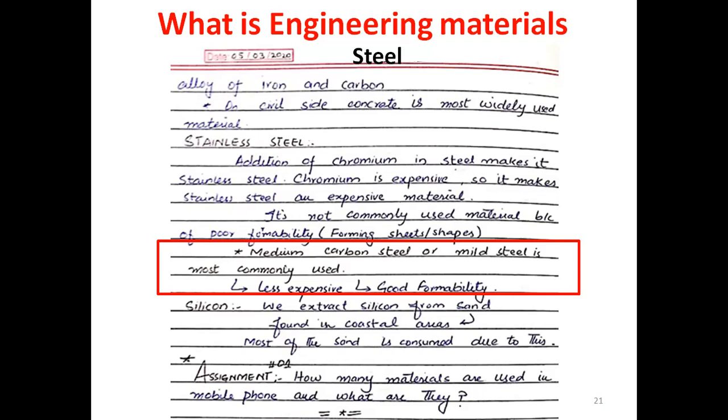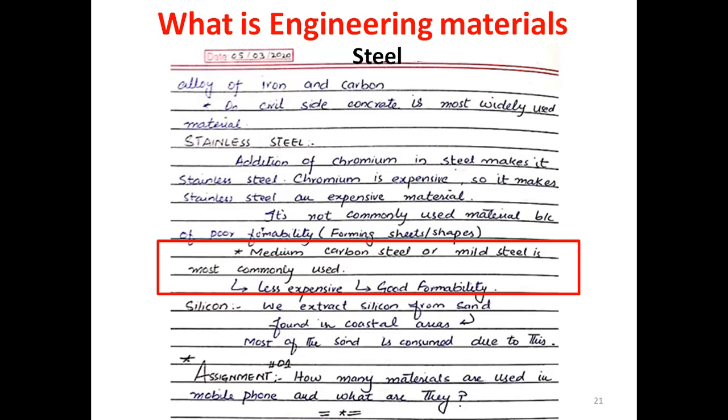In comparison, it is very easy for us to make products out of mild steel, because it is a ductile material, it has good formability, and it has good weldability. You could very easily weld different pieces of mild steel. So if you look around, most of the materials or products are made of mild steel.